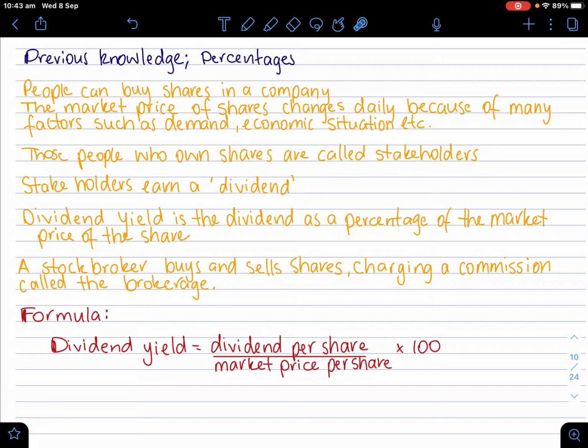So how do we calculate the dividend yield? Well, it's quite simple. We find the dividend per share over the market price per share, and we multiply it by 100 to make it a percentage. So let's go through a few examples.